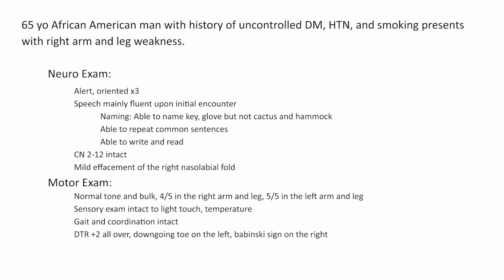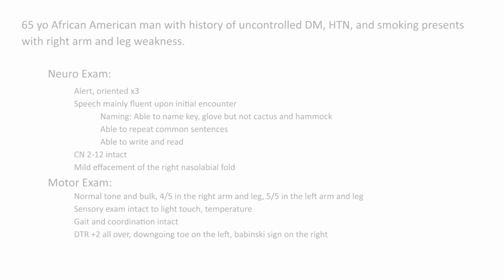His strength in the right arm and the right leg is 4 out of 5. The left arm and left leg are 5 out of 5 in motor strength. His sensory examination is intact to light touch, temperature, vibration, and proprioception. His gait and coordination are intact, and his reflexes are +2 all over, with a downgoing toe on the left and a Babinski sign on the right.